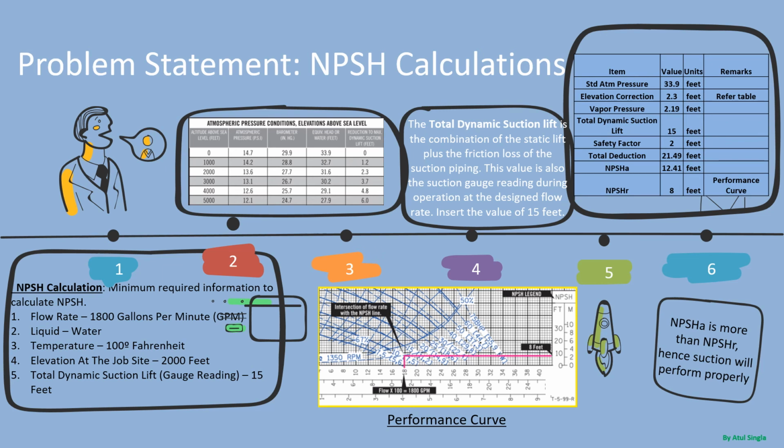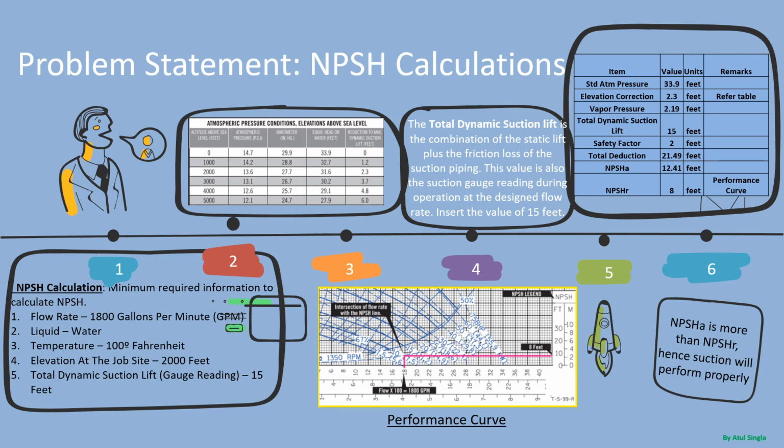Now let us take an example where we will consider all the parameters so that we can calculate the NPSH, or verify whether the NPSHA, that is the available suction head, is more than NPSHR, so that the pump can run smoothly. The minimum required information to perform these calculations will be the flow rate. In this case we are taking 1800 gallons per minute. Then fluid type, in this case water. Temperature is 100 Fahrenheit. Elevation of the pump will be around 2000 feet, and total dynamic suction will be 15 feet. This is a gauge reading. So these parameters will be required to start the calculations.